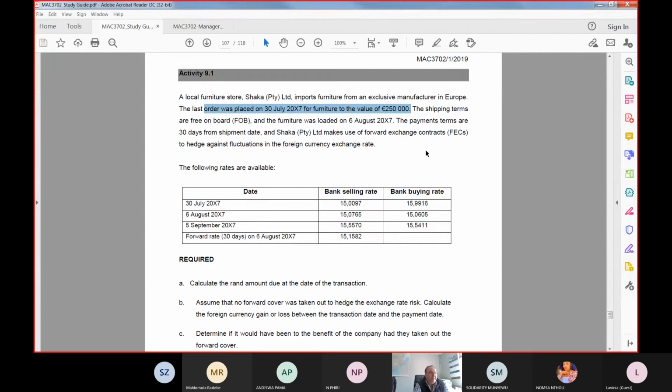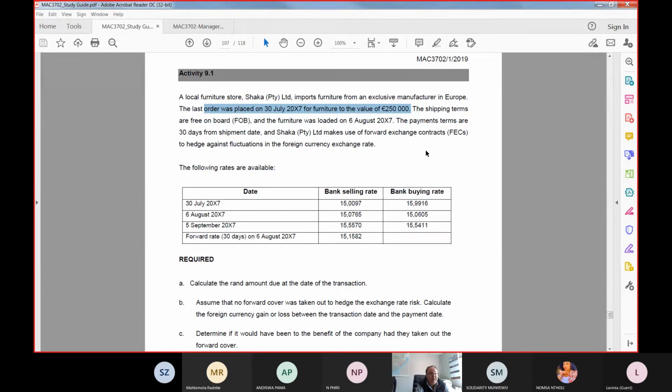The shipping terms are free on board, which means as soon as it enters South Africa, you will pay the bill. So at the rate it arrives here, free on board. The furniture lands in South Africa on the 6th of August 2017. So on that date the amount is due. The payment terms are 30 days of the shipment. FOB means free on board, which means at that date you put the cost of the product in your books.